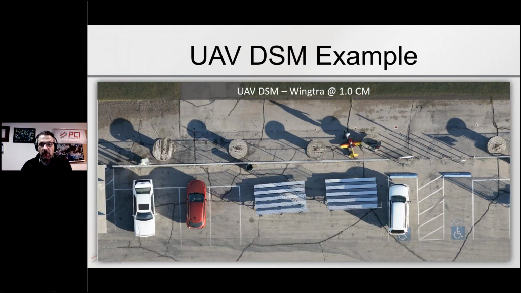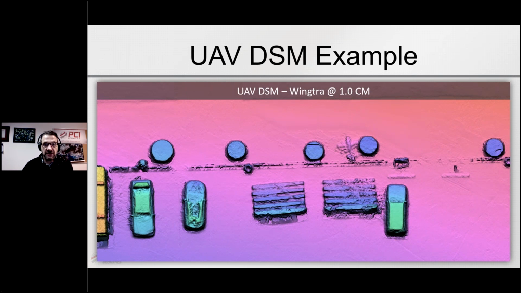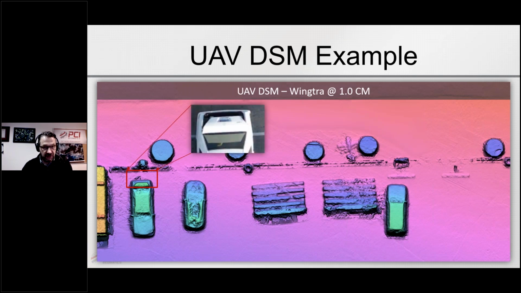Here's an example from a 1 centimeter data set. You can see the one-to-one resolution. If I zoom in here to this particular location, you can see that we can even see the trunk of this particular vehicle is opened up, and that's reflected on the DSM. We can see the elevation value is a little bit higher. So quite a lot of detail available, and just a great way to extract elevation information from UAV data sets.